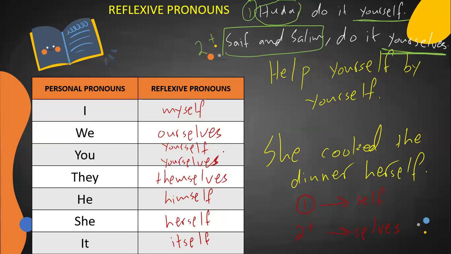Okay, again, we use the reflexive pronouns when the subject and the object are the same, or when the object refers to the subject directly, like with the verb behave. If you are talking to somebody whose name is Maha, you may say, Maha, behave yourself. Behave yourself, because we are talking to only one person. Now, this is all about the reflexive pronouns.